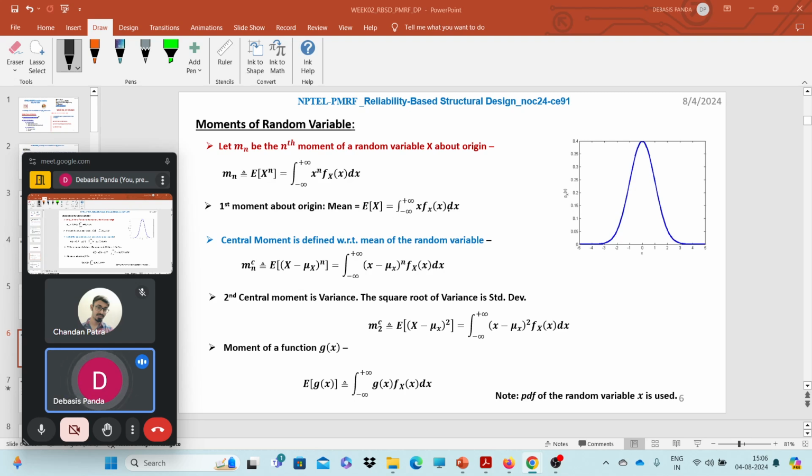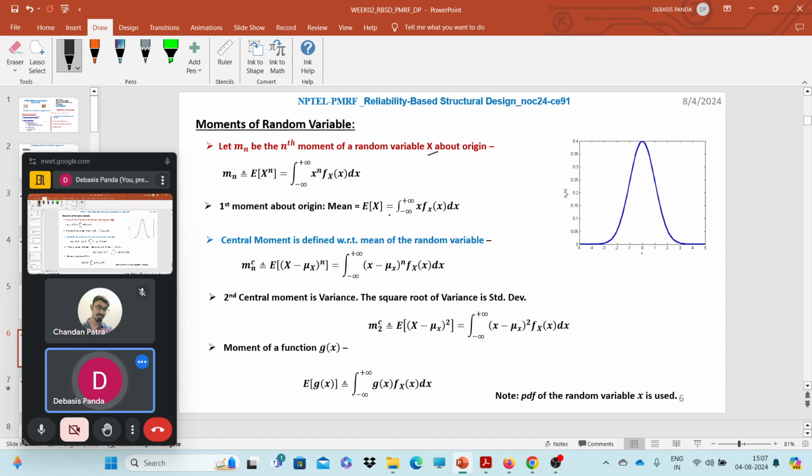In the last class, we saw that the moments of a random variable can be defined with respect to the origin. If we have a random variable x and want to define its nth moment about the origin, and x is a continuous random variable, we need to integrate the PDF multiplied by x to the power n over the whole domain of the PDF. This way we can find the moment about origin.